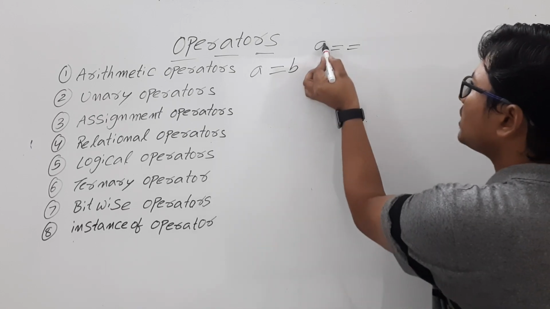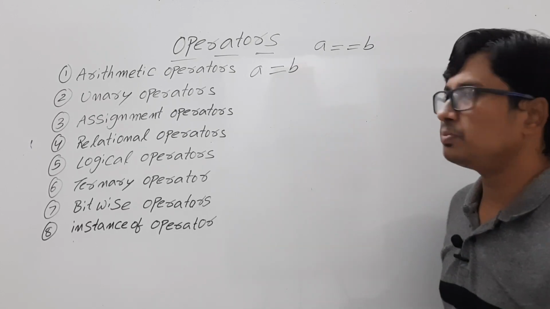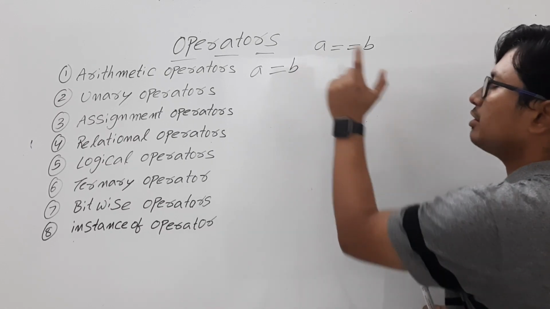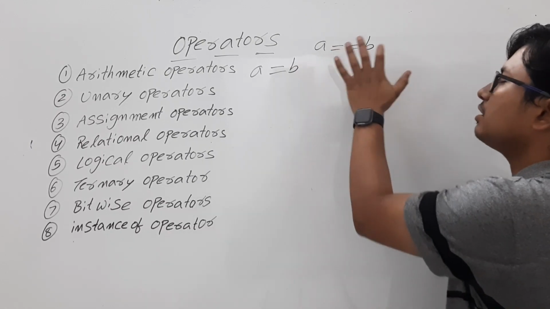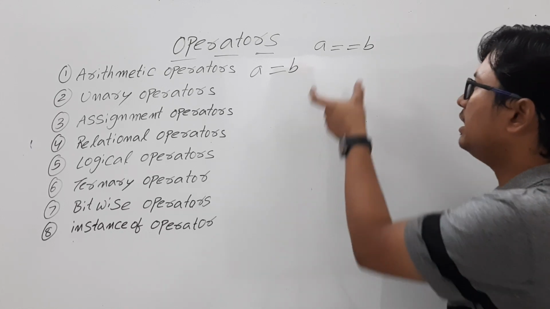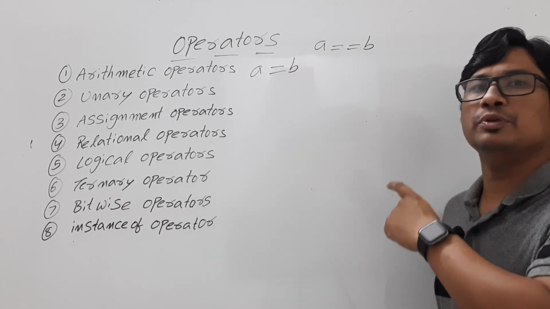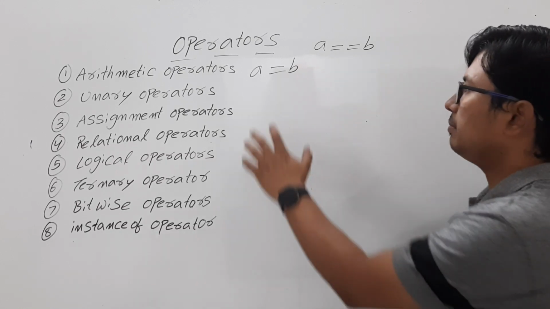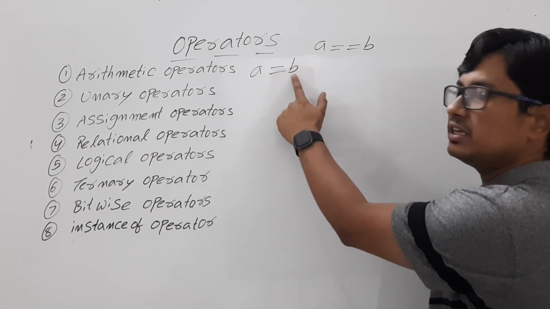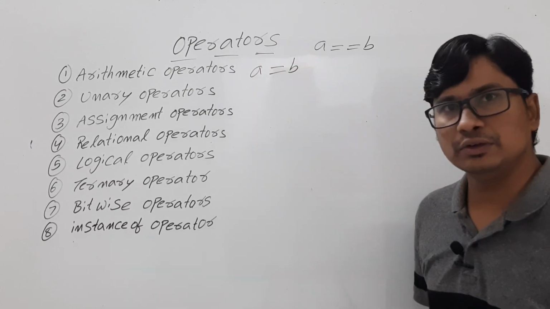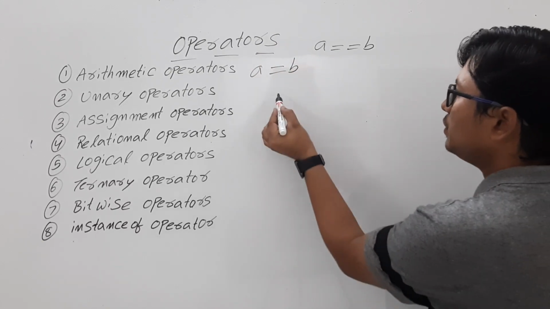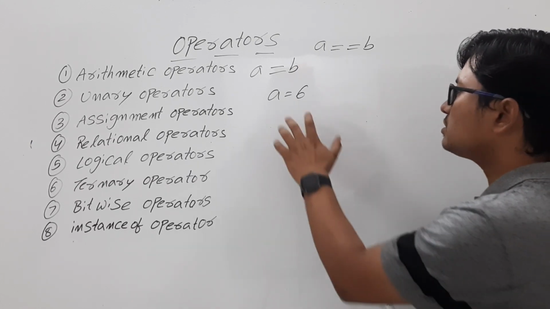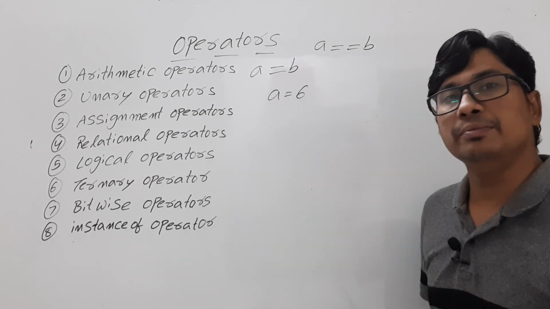If you simply write a == b, here you are comparing. So the value which is there in the variable a, you are comparing with the value which is there in the variable b. If they are equal, then it will produce the output as true, else it will produce the output as false. But in this case, whatever the value which is there in the variable b will be assigned to the variable a. Similarly, we are writing a = 6. The meaning is that the value 6 will be assigned to the variable a.